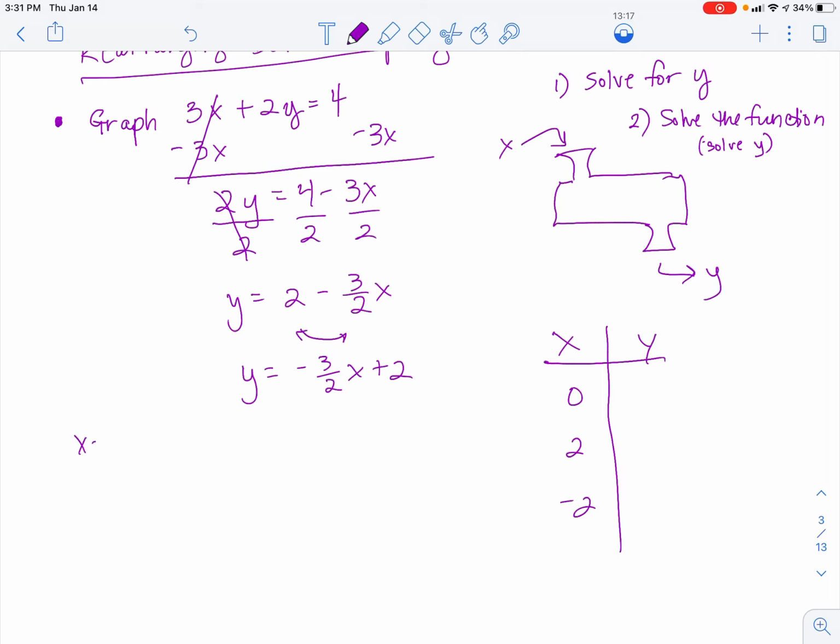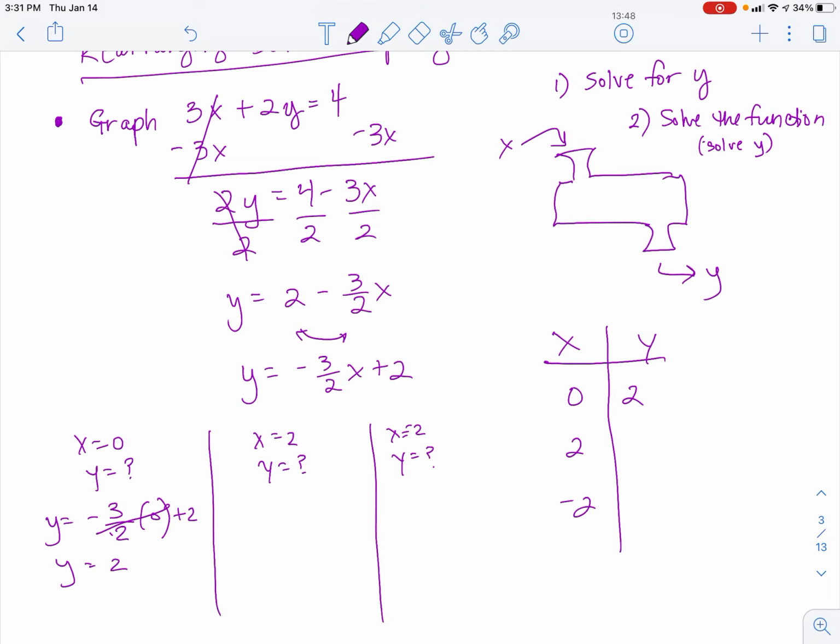When x is 0, what is y? When x is 2, what is y? And when x is negative 2, what is y? We're going to use each one of those in this equation. So I have y equals negative 3 halves, but I'm going to put 0 in for x, plus 2. Y is going to end up equaling 2, because this part zeroes out. So when x is 0, y is 2.